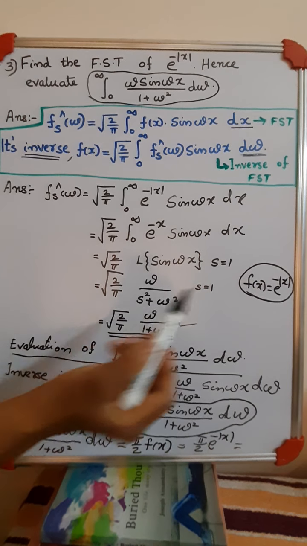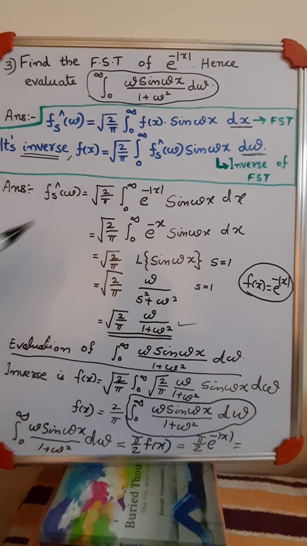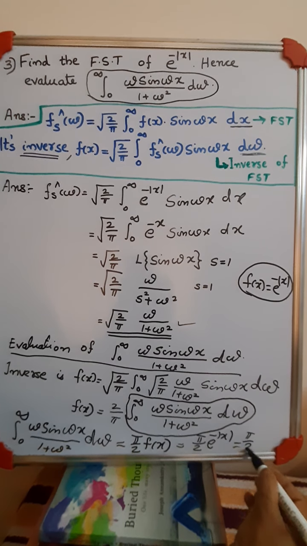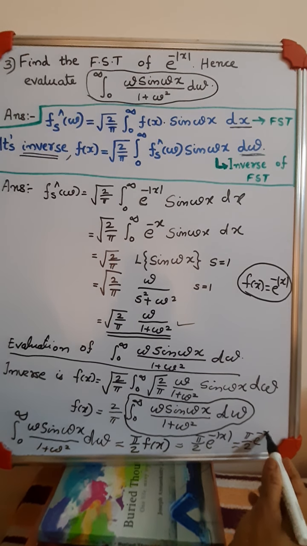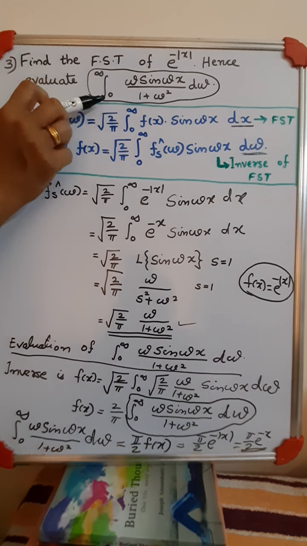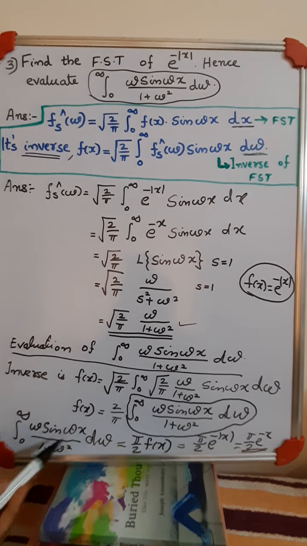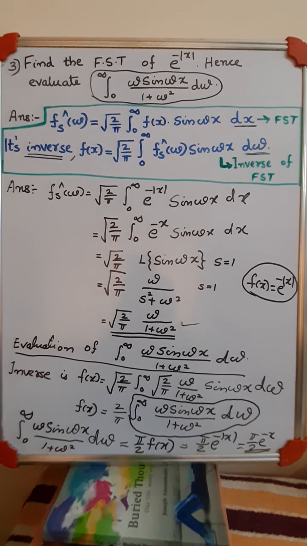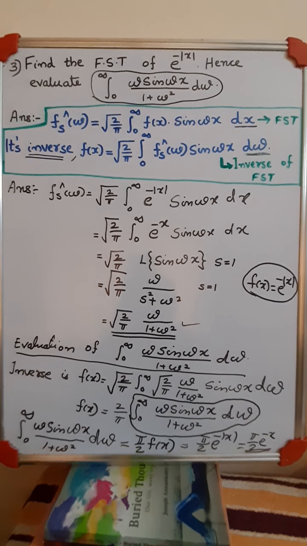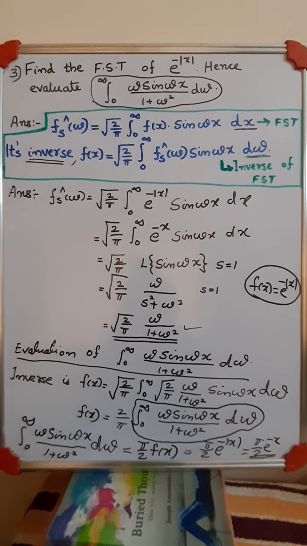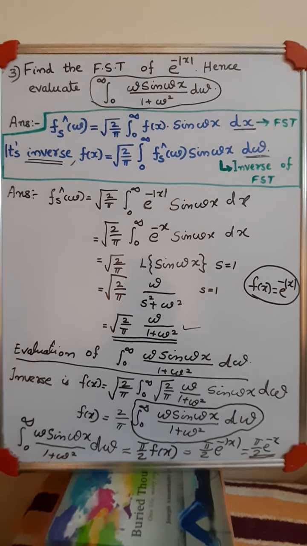And f(x) equal to e raised to minus mod x, limit is from 0 to infinity. So we can again write the answer as pi by 2 into e raised to minus x itself. Therefore, integral 0 to infinity omega sin omega x divided by 1 plus omega square d omega is equal to pi by 2 into e raised to minus x. Using Fourier sine transform, we can easily evaluate the value of the integral.